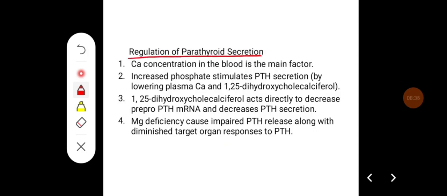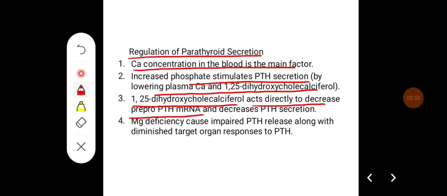Regulation of parathyroid secretion. Calcium concentration in the blood is a main factor, and increased phosphate stimulates parathormone secretion by lowering the plasma calcium and 1,25 dihydroxycholecalciferol. 1,25 dihydroxycholecalciferol acts directly to decrease pre-pro parathormone mRNA and decreases parathormone secretion. Magnesium deficiency causes impaired PTH release along with the diminished target organ responses to PTH.